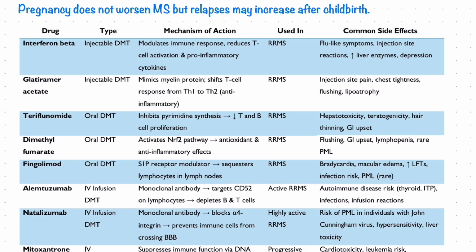Alemtuzumab, which is an IV infusion DMT, acts by monoclonal antibodies and targets CD52 on lymphocytes, thus depleting both B and T cells, which is most commonly used in active RRMS, which can cause autoimmune disease risks like thyroid disease and ITP, and infections and infusion reactions.